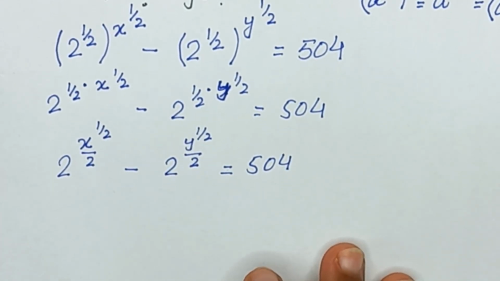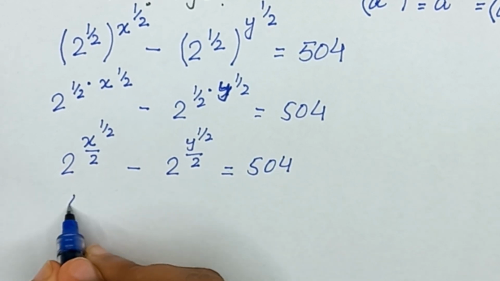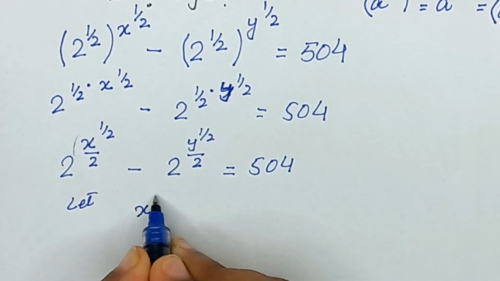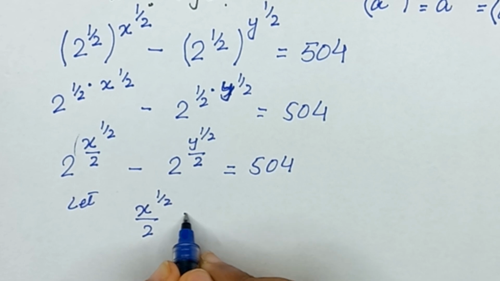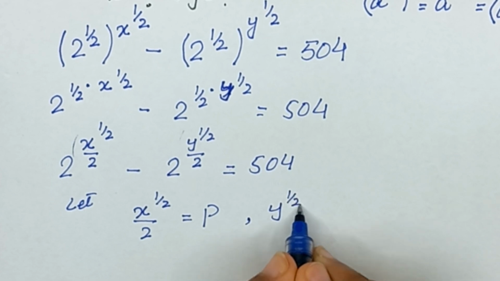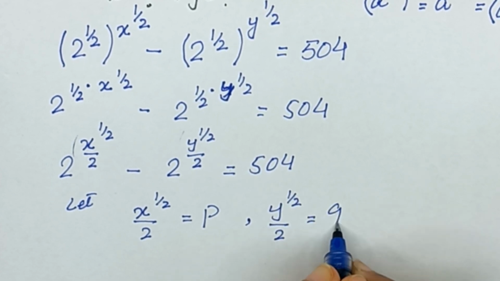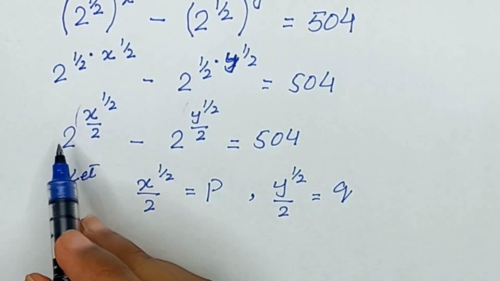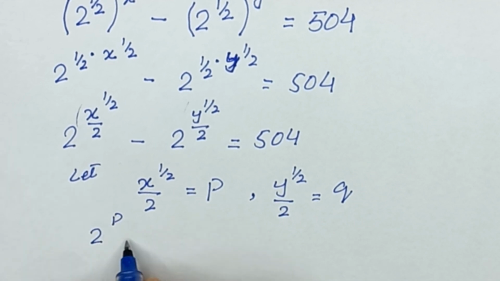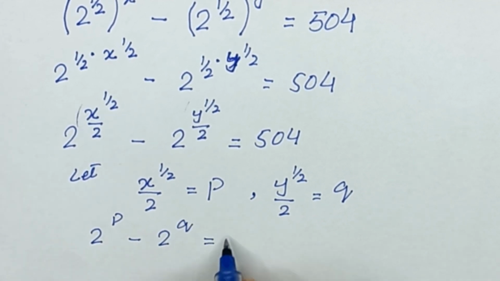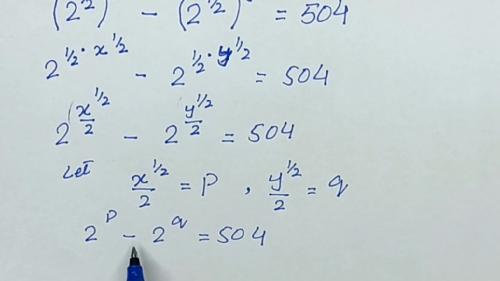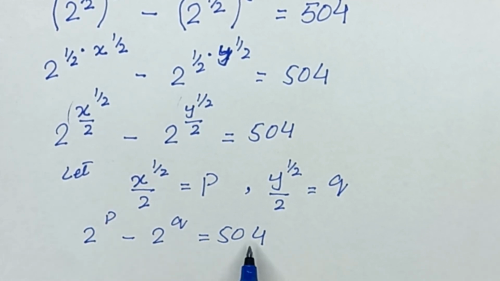Now we will let here that this power x raised to the power 1 divided by 2 divided by 2 is equal to p, and this power y raised to the power 1 divided by 2 divided by 2 is equal to q. So our above equation will become 2 raised to the power p minus 2 raised to the power q is equal to 504.